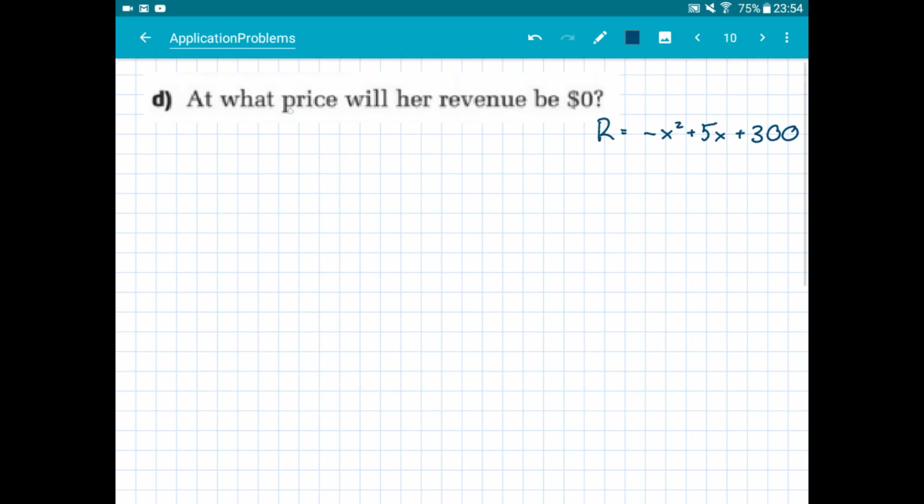So at what price will her revenue be 0? Again, we have our equation here. I wrote it out with an x. Let's keep it consistent and write it out with our n. It's a better letter for this case. And her revenue will be 0.